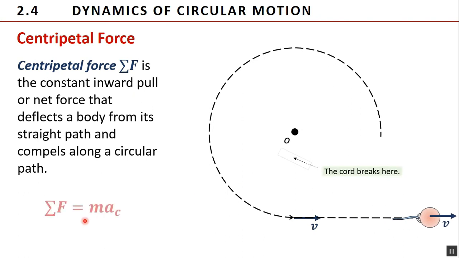From Newton's second law, net centripetal force, summation of F, is equal to the product of the object's mass and its centripetal acceleration. Take note that centripetal force is always directed towards the center of rotation, and it is the net force acting on the object. Therefore, we also need to draw the free body diagram of an object in order to take into account all the forces acting on it.